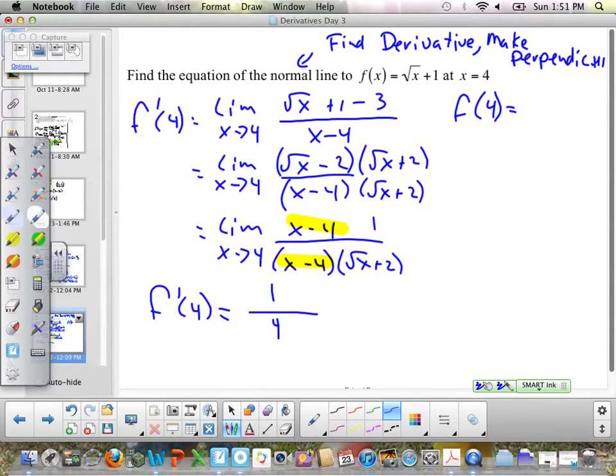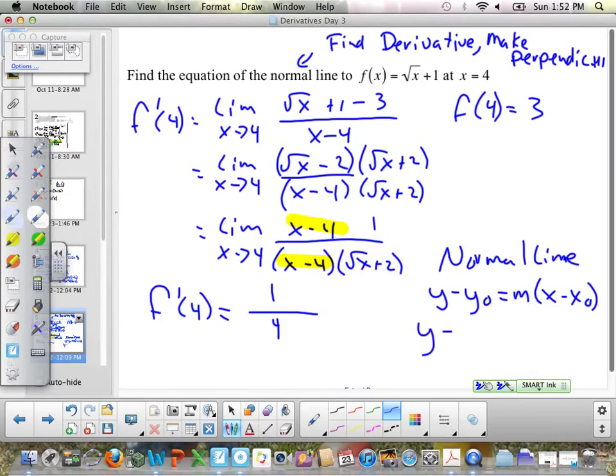So our tangent line, or more specifically our normal line, is going to be the same equation type: y minus y sub 0 equals slope times x minus x sub 0. Same idea, so y sub 0 is 3. The slope of our tangent line is 1/4. Our normal line will negate and reciprocal, so it's negative 4, times x minus 4.